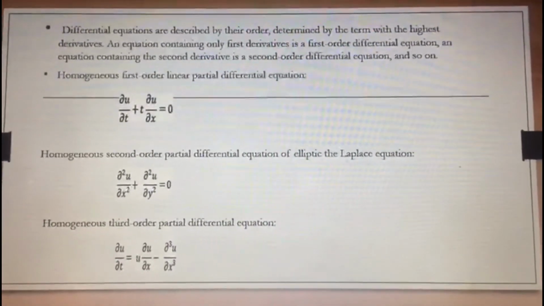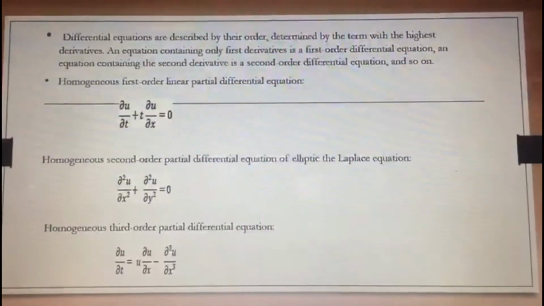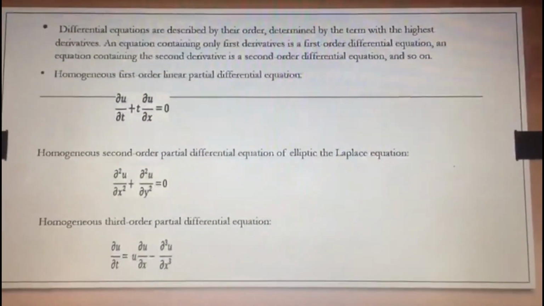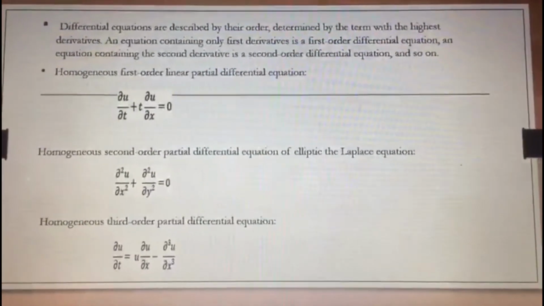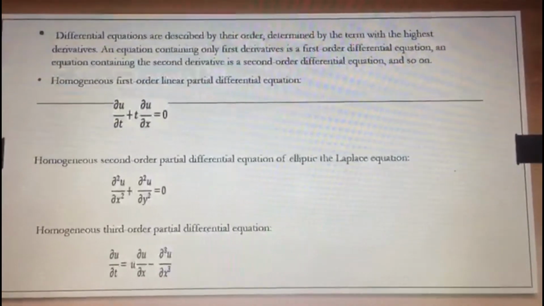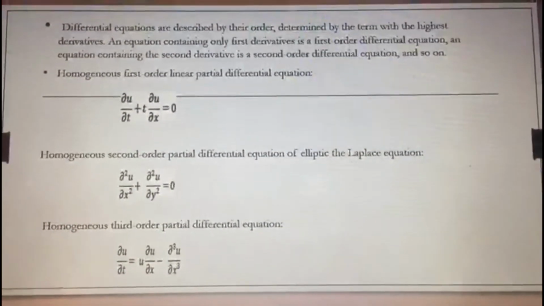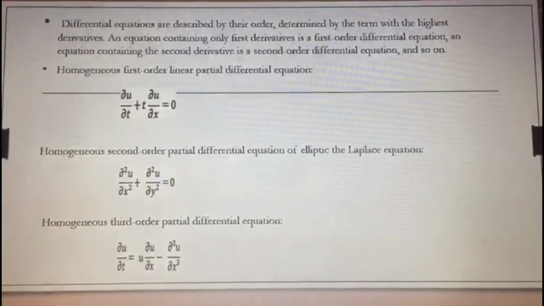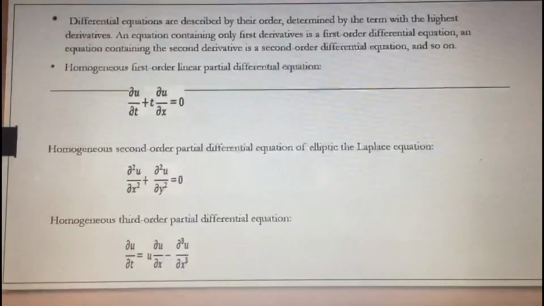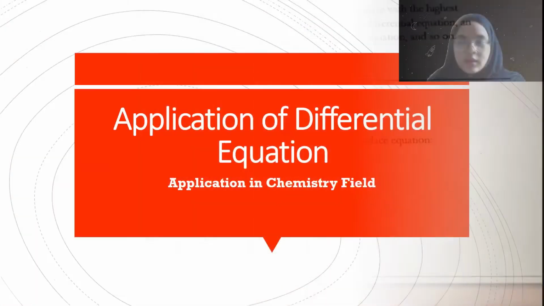Homogeneous first-order linear partial differential equation: curly du over curly dt plus t curly du over curly dx equals 0. Homogeneous second-order partial differential equation of elliptic type, the Laplace equation: curly d squared u over curly dx squared plus curly d squared u over curly dy squared equals 0. And the last.